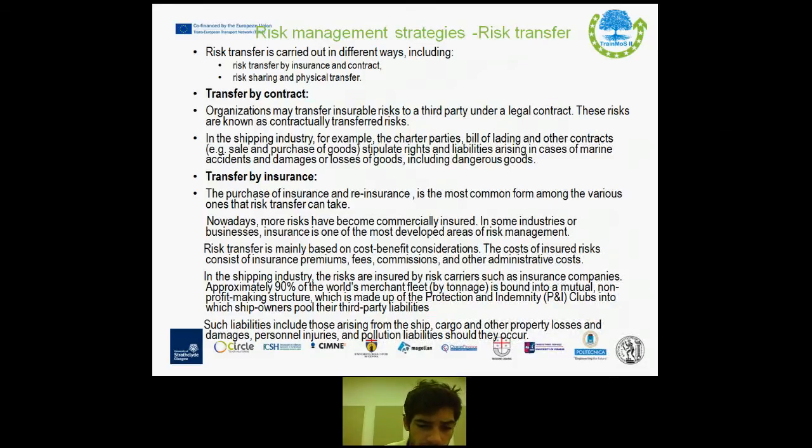For example, in the shipping industry again, the risks are insured by risk carriers such as insurance companies. Approximately 90% of the world's merchant fleet by tonnage is bound into a mutual non-profit making structure which is made up of the P&I clubs, into which ship owners pool their third-party liabilities. Such liabilities include those arising from ship, cargo and other property losses and damages, personal injuries, or pollution liabilities should they occur.